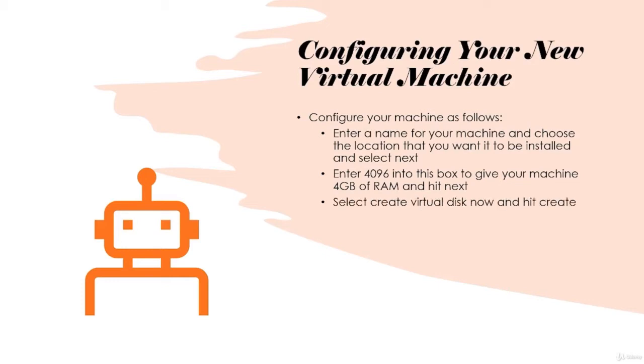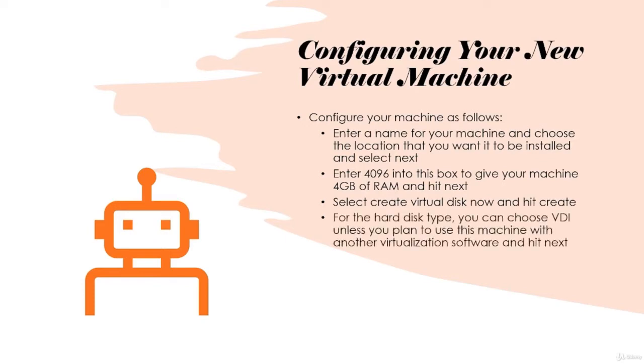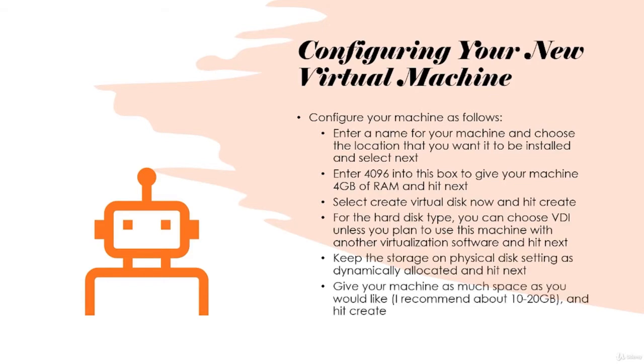You're also going to want to select create virtual disk now and hit create. And for the hard disk type, you could choose VDI unless you plan to use it with another virtualization software like VMware Player or something. Keep the storage on physical disk setting as dynamically allocated and hit next. Then give your machine as much space as you like. Just about 10 to 20 gigs should be fine. And then hit create. So now let's actually go through the process of creating this machine.